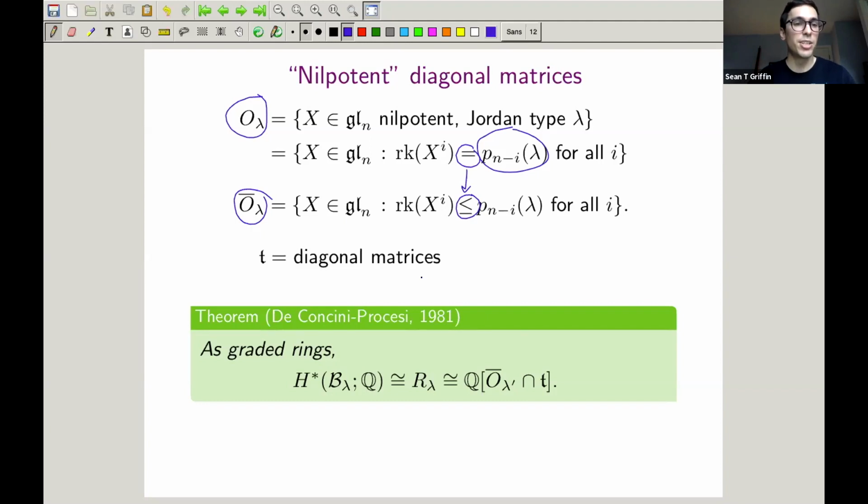De Concini and Procesi were able to prove that not only is R lambda a cohomology ring, but it is also the coordinate ring of the scheme theoretic intersection of these two varieties. So this is the scheme theoretic intersection. Geometrically, for those algebraic geometers, this is a fat point.